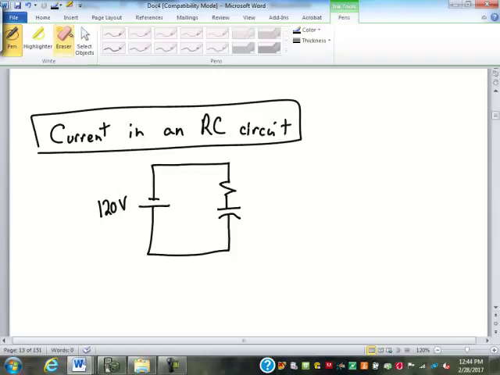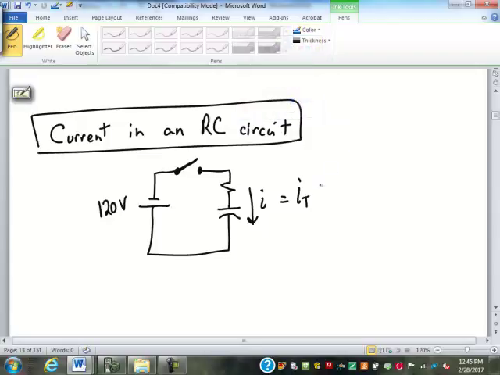I can't erase that without erasing half the circuit, can I? I'm going to put a switch in here. So when you close that switch, current starts to flow. And at first, assuming there's no charge on that capacitor, the current that is flowing here is equal to the full current, the total current for the circuit. Remember, the maximum current that can flow in that circuit is the voltage divided by the resistance.